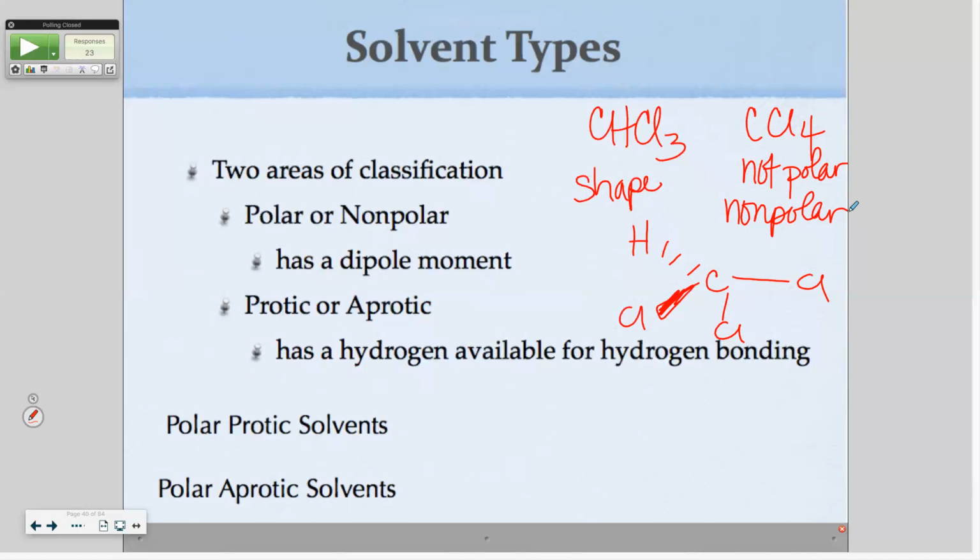Protic means it has a hydrogen available for hydrogen bonding. So what are some hydrogens that are available for hydrogen bonding? Do you remember? What's hydrogen bonding? A hydrogen bonded to an O, an N, or an F can do hydrogen bonding. Hydrogen bonding is between molecules.